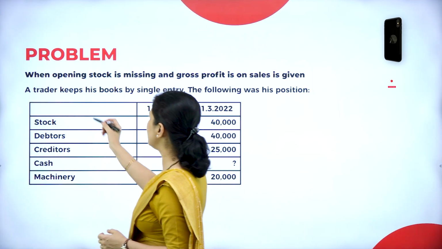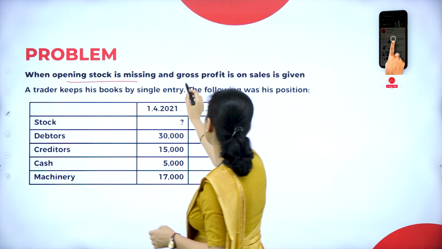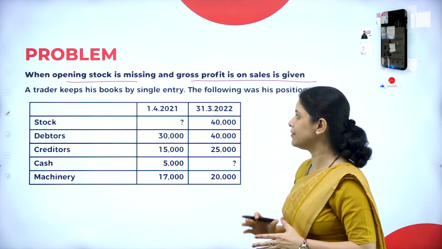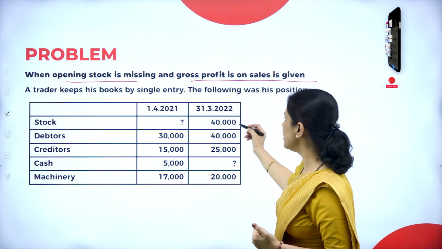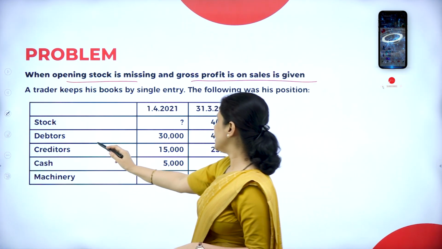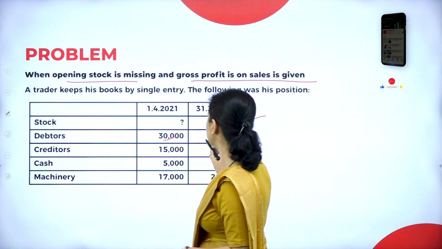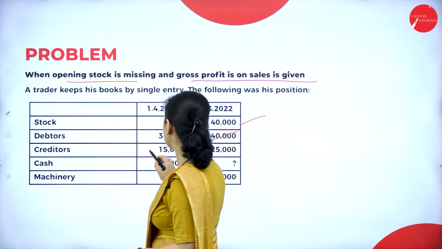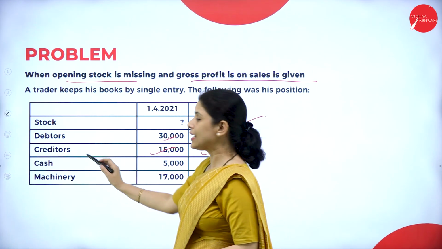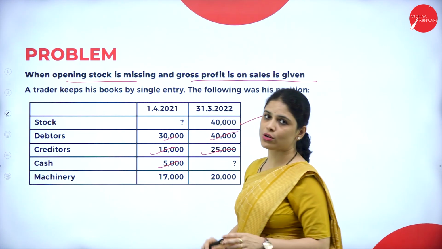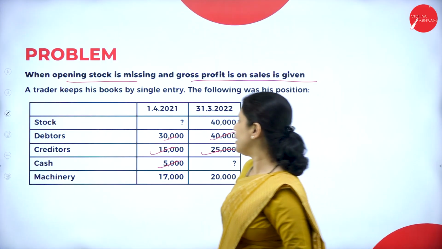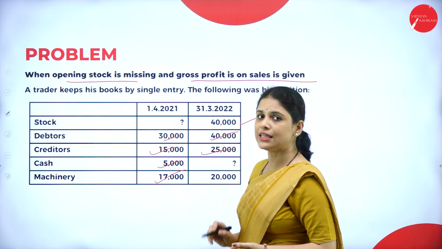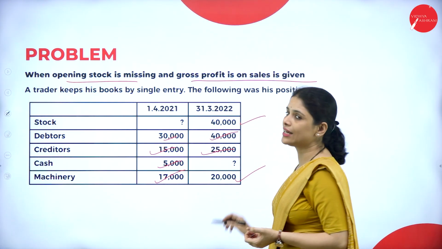So here the case is that the opening stock is missing and gross profit on sale is given. Opening stock is not given, so we have to calculate it. Closing stock is given. Debtors opening is 30,000, closing is 40,000, creditors 15,000, 25,000. Cash opening is given but closing is not given. How to calculate it? By preparing the cash book. And machinery, the opening is 17,000, and closing is 20,000.